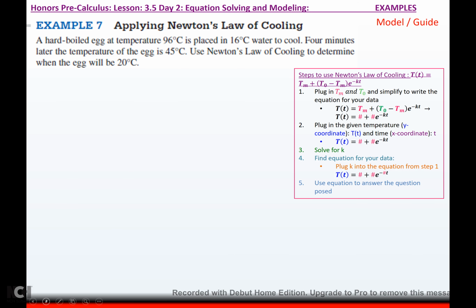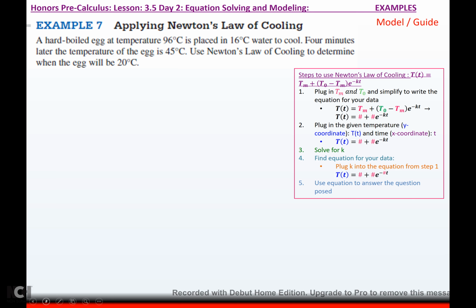So here we go. It says a hard-boiled egg at temperature 96 degrees is placed in 16 degrees water to cool. 4 minutes later, the temperature of the egg is 45 degrees Celsius. Use Newton's law of cooling to determine when the egg will be 20 degrees Celsius.